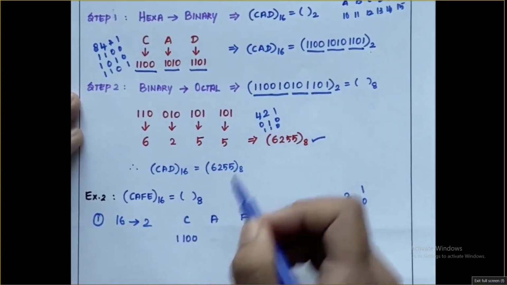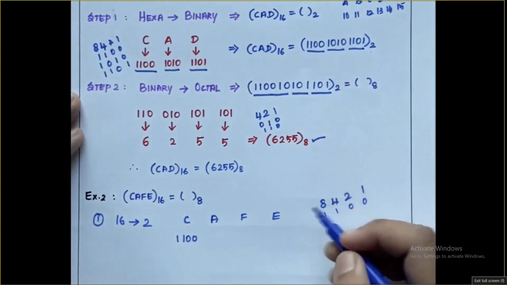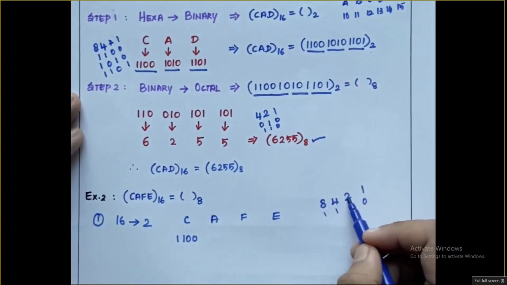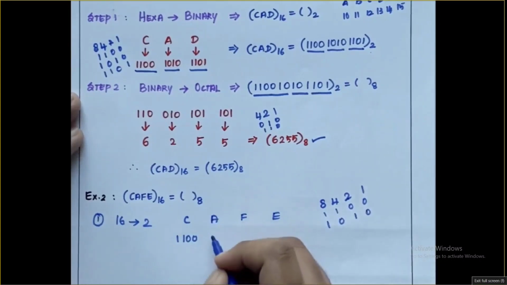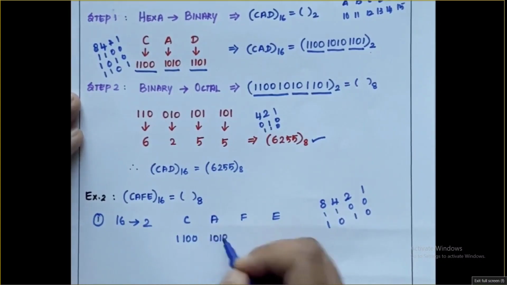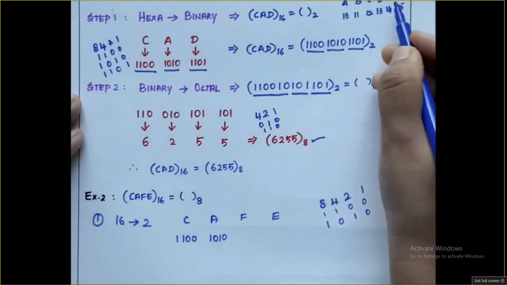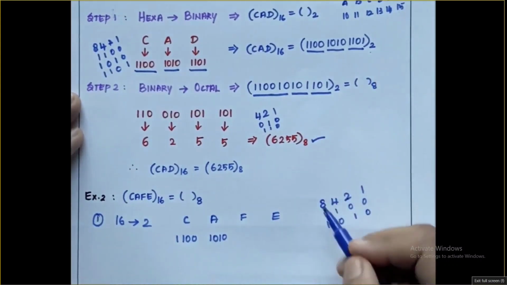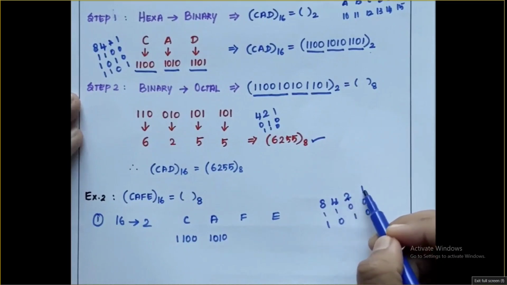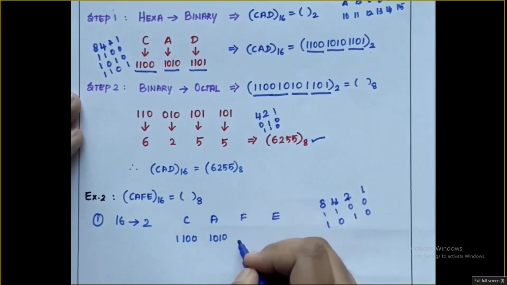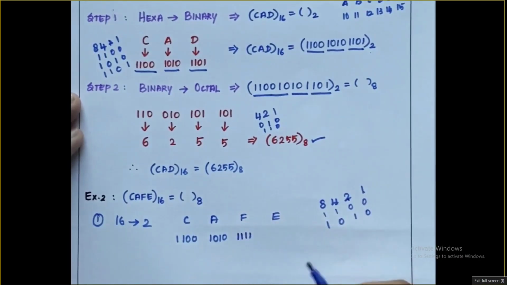Next for A, which is 10. So 8 plus 2 is 10. Under 8 and 2 we will have 1 and the remaining are 0. So 1010 will be the equivalent representation. Next for F, which is 15. So everything will be 1 because 8 plus 4 plus 2 plus 1 will be 15. So 4 ones will be the representation for F.